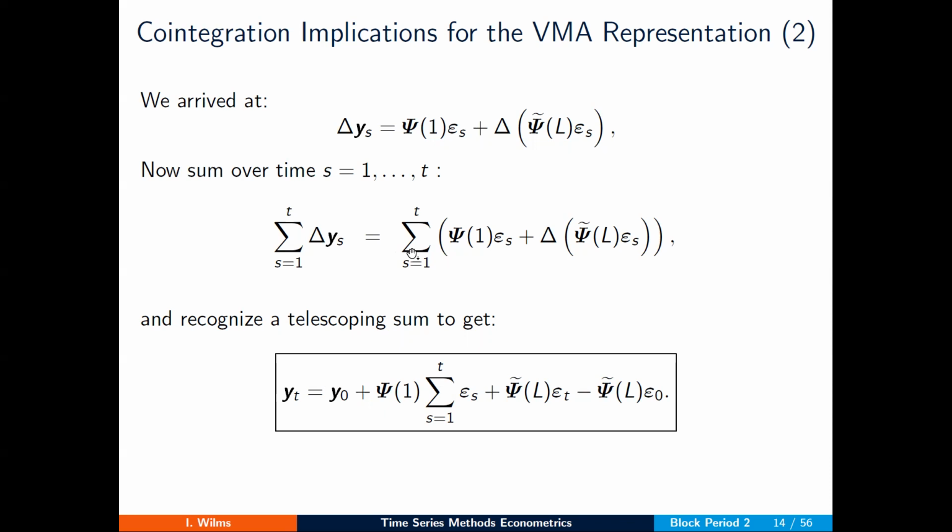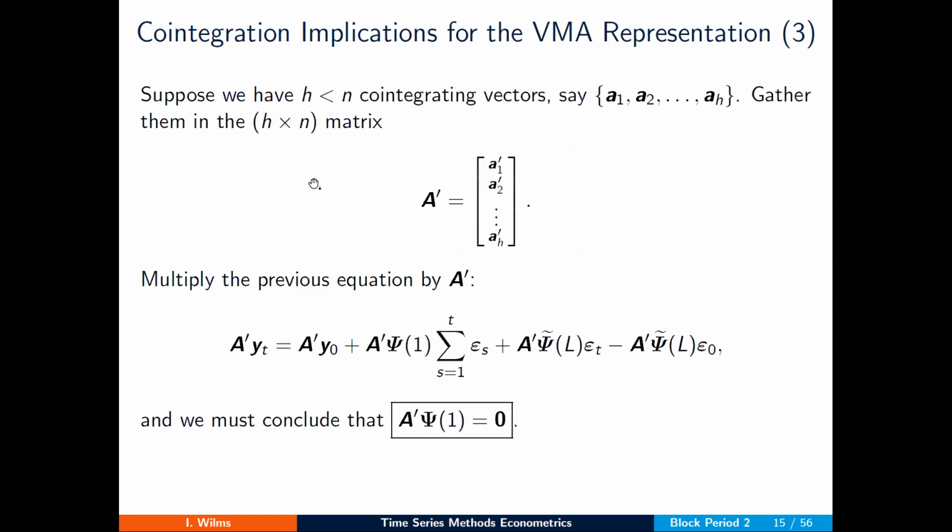Okay, what do I have on the right-hand side? Well, I have my partial sum of the error terms. And for this difference, I also recognize the telescopic sum, such that only the last and the initial time point remain.